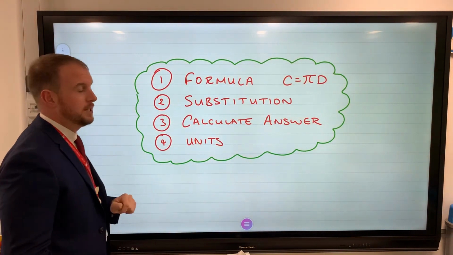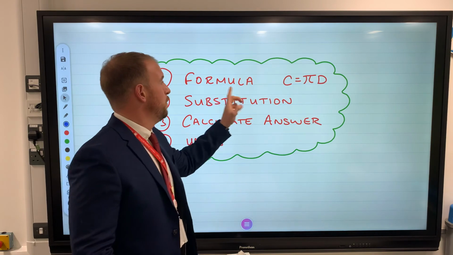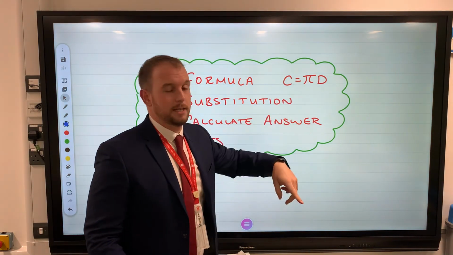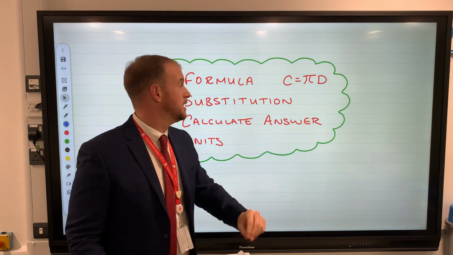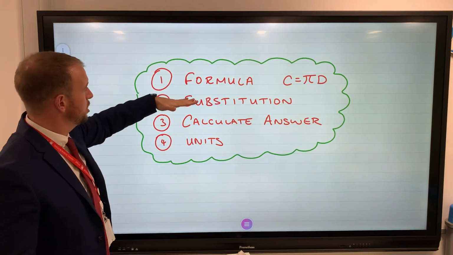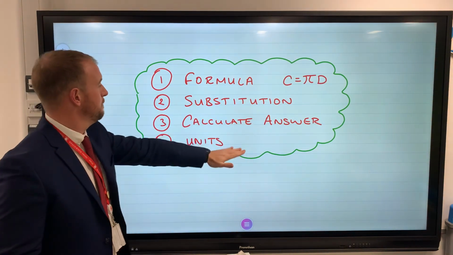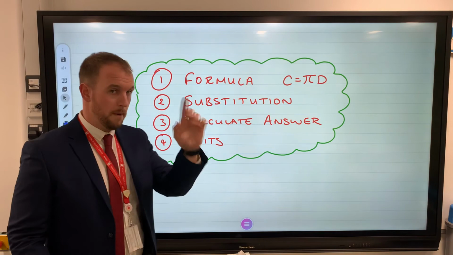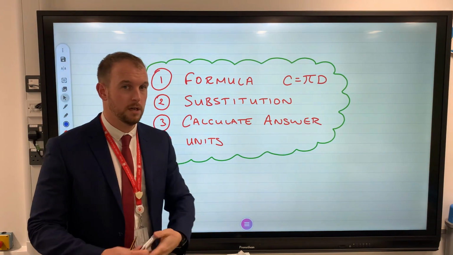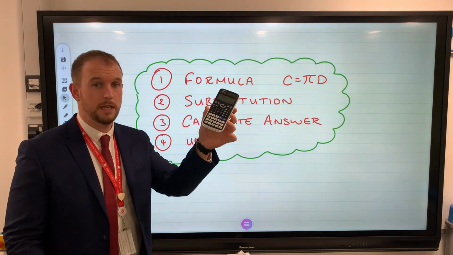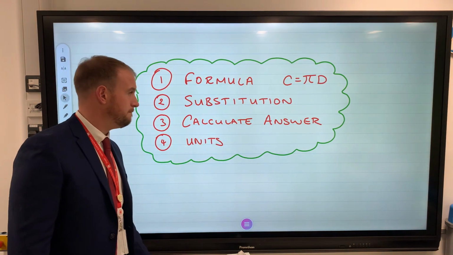So these are our 4 steps then, okay? That formula, circumference equals pi times diameter. You need to memorise it, learn it. So formula, substitution, calculate the answer, and then the units. But be careful with rounding. Don't forget, you've got to use a scientific calculator. Good luck. Hope it helps.